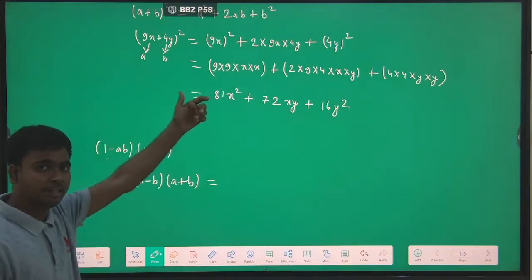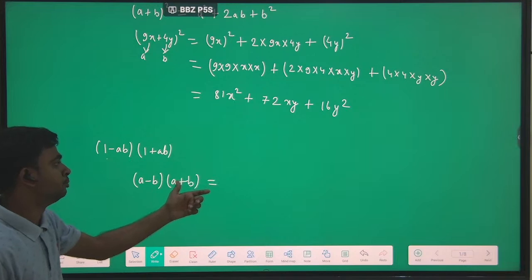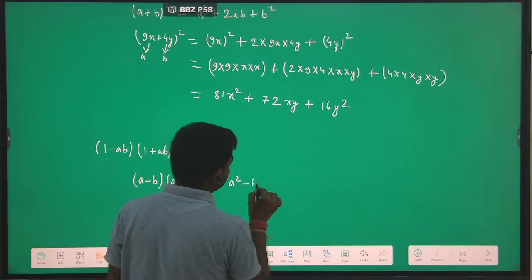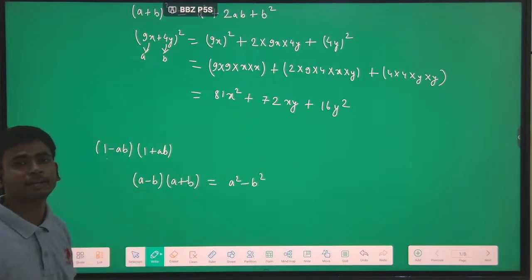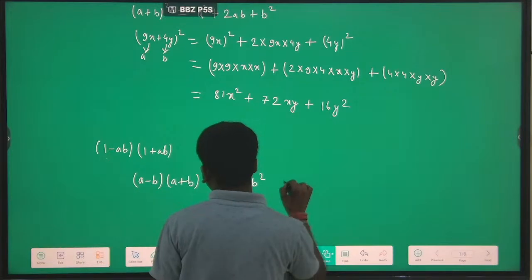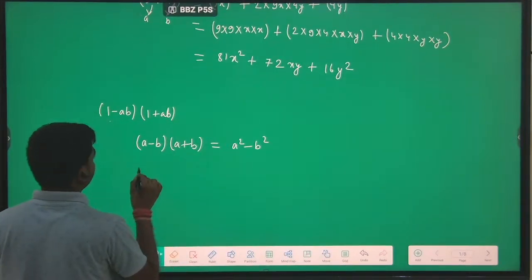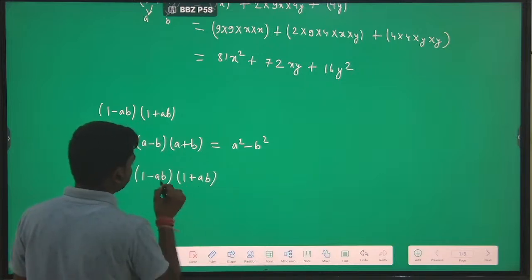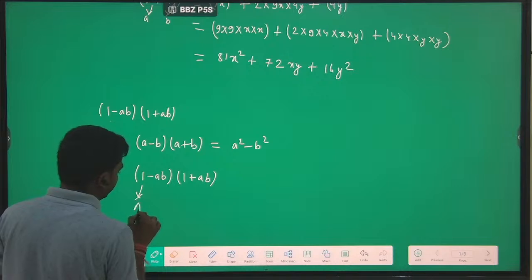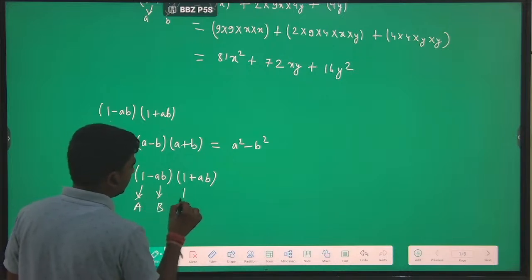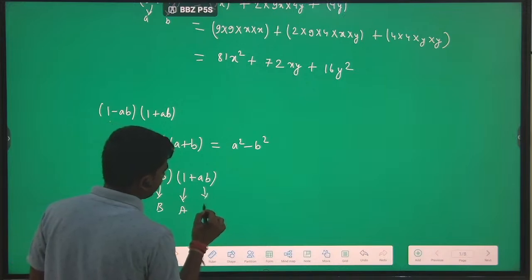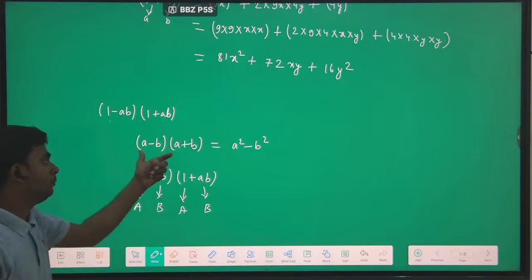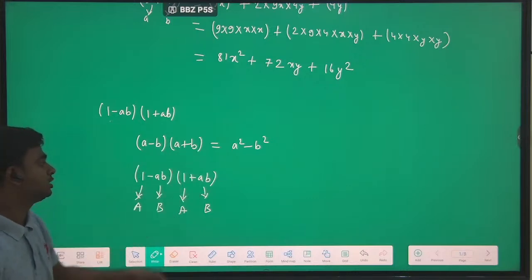We have dealt with this in our previous lessons: a minus b into a plus b is a square minus b square. So our 1 minus ab into 1 plus ab will be what? Let us suppose this is our a and this is our b. Similarly, this is our a and this is our b, and we are getting a minus b into a plus b. So a minus b into a plus b is a square minus b square.